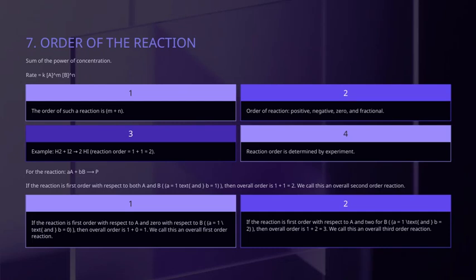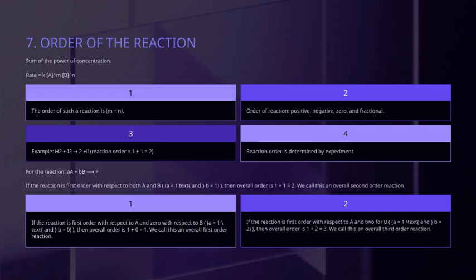When we say the reaction is first order with respect to A and second order with respect to B, meaning A equals 1 and B equals 2, then the overall order of the reaction is simply 1 plus 2, which equals 3. We call this an overall third-order reaction. Now, it's important to remember that the reaction order is determined by experiments, not just theory. Reaction order can be positive, negative, 0, or even fractional, depending on how the concentration affects the rate.